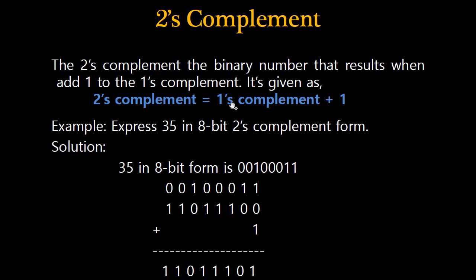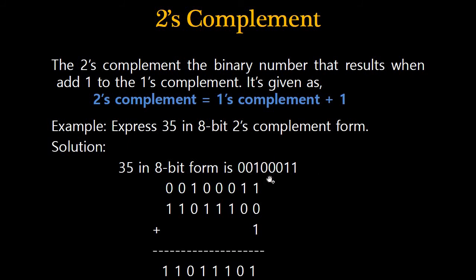Two's complement. The two's complement of a binary number is the number that results when we add 1 to the ones complement. It is given as the two's complement equal to the ones complement plus 1. We are taking an example: find the 35 in 8 bits two's complement form. So the solution is that 35 in 8 bits is equal to 0 0 1 0 0 0 1 1.